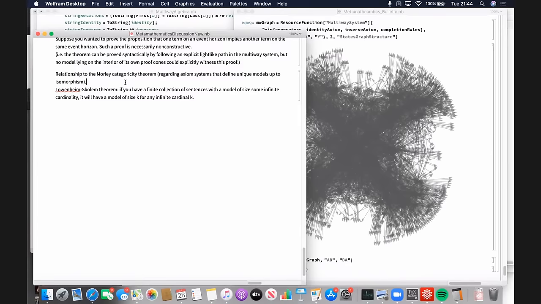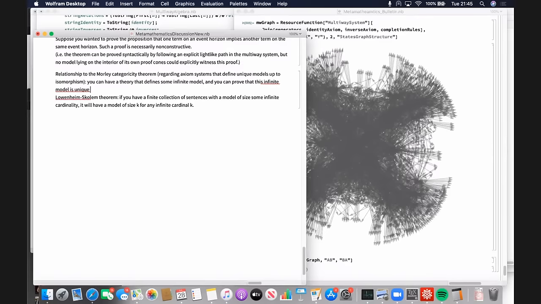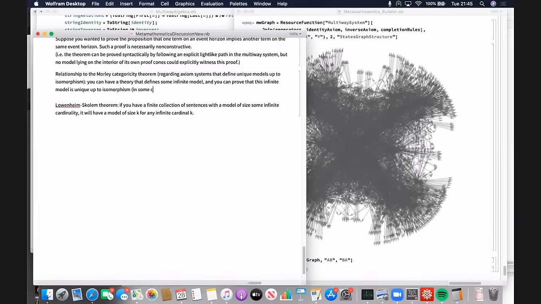But Morley categoricity again. My recollection is that I forget the precise technical hypotheses you need, but essentially it gives conditions where you can have a theory that defines some infinite model, and you can prove that this infinite model is unique, up to isomorphism. In certain cases there exist axiom systems where you can do this.